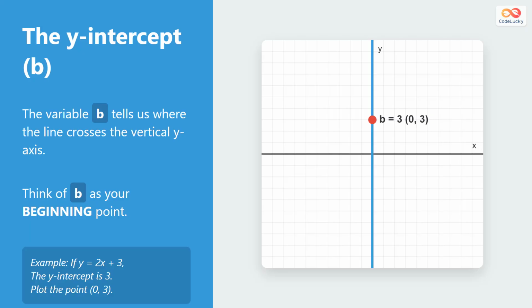First, let's talk about b, the y-intercept. This is your starting point. It represents the exact spot where your line crosses the vertical y-axis. When you look at an equation, the number that stands alone without an x is your b value. You will always plot this point first.